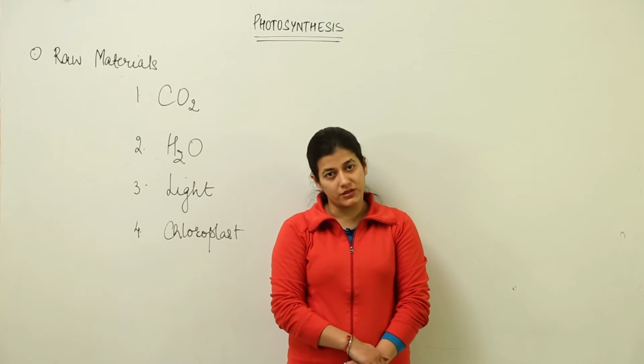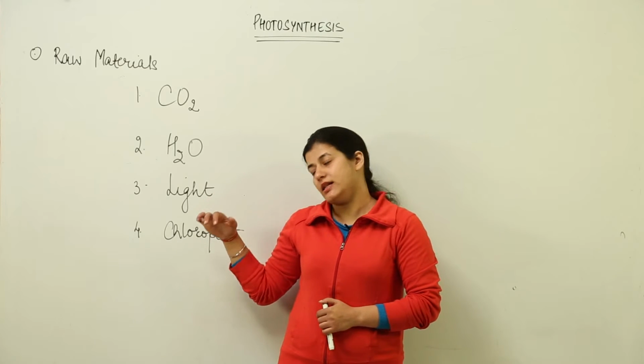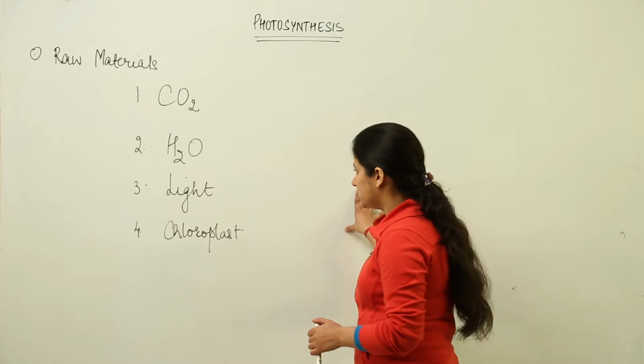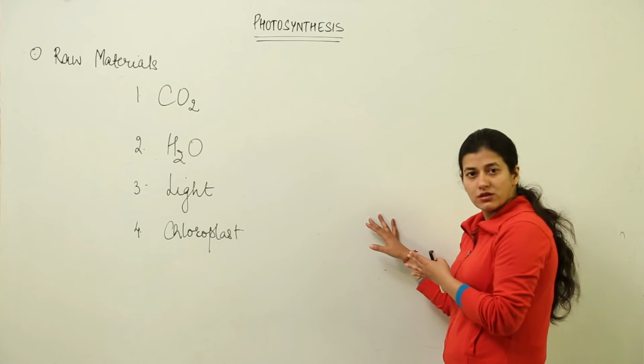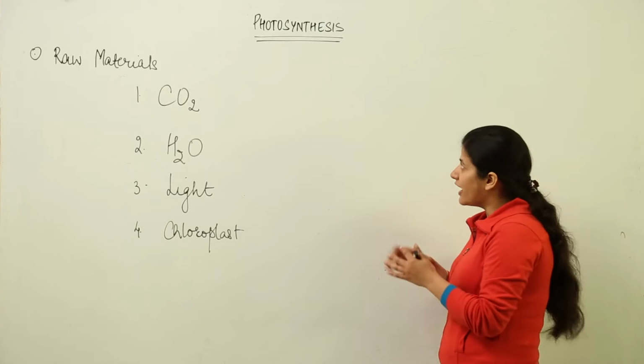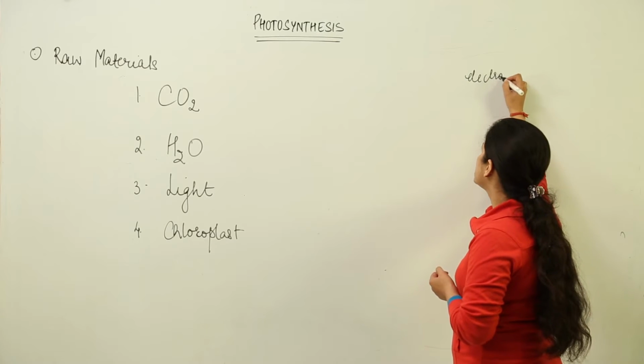Now we move on to the next two raw materials. One is light and the last one is chloroplast. Now talking about the light, the sunlight that is incident on earth has different wavelengths inside it. We have the entire electromagnetic spectrum in the sunlight.